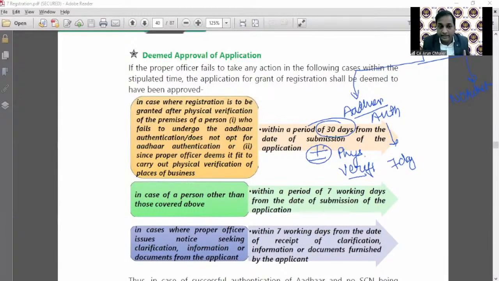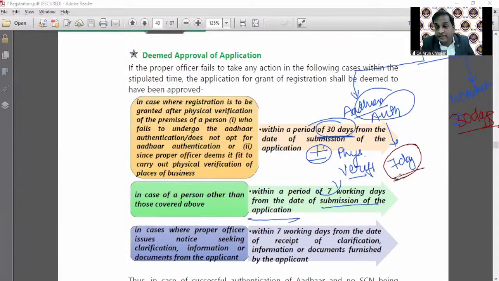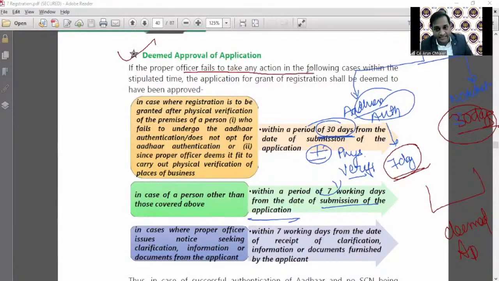What is the time limit? If I have selected the Aadhaar authentication, then it will be 7 working days from the submission of the application. If I have not selected the Aadhaar authentication, the time limit would be 30 days. Clear? So, if the approval is not being granted within 7 days or 30 days, it will be deemed to be approved. If the proper officer fails to take any action, then it will be deemed to be approved.